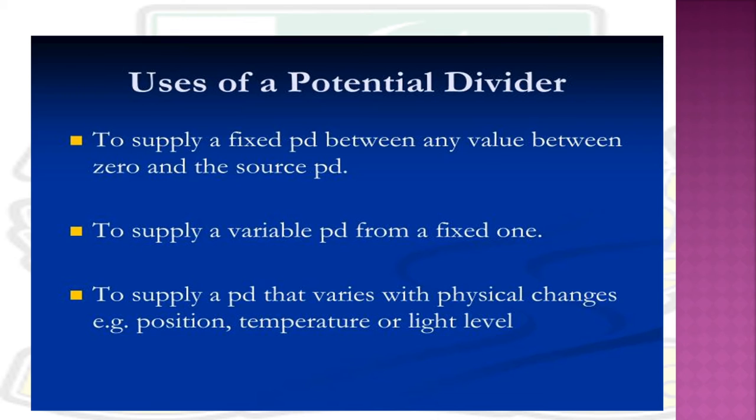A potential divider can supply a fixed potential difference of any value between 0 and the source potential difference. This is the first use of a potential divider in a circuit. It can also supply a variable potential difference from a fixed one, and supply a potential difference that varies with physical changes, for example, position, temperature, or light level.